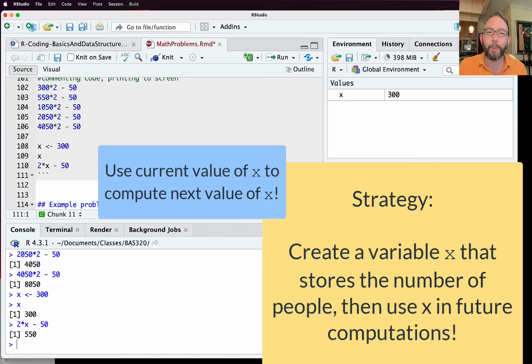And in fact, why don't I take that number and store that back into x? Let's overwrite the current definition of x with double its original value minus 50. And R is able to do this.